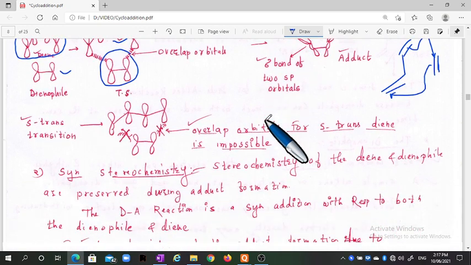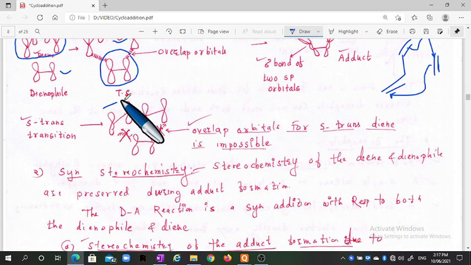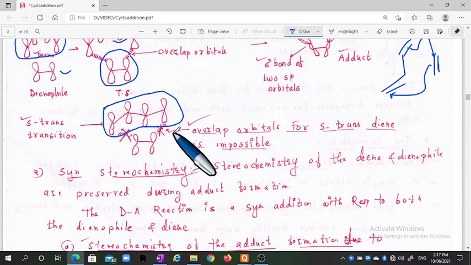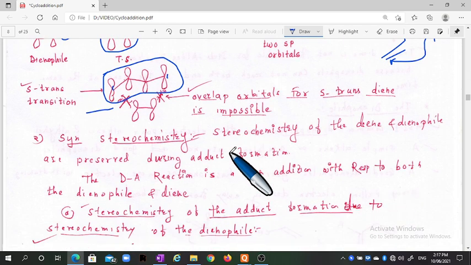But when this is our trans diene system, this is difficult. It is very difficult for the ethylene molecule or dienophile to reach this terminal carbon or this terminal carbon, and therefore a trans diene is not a favorable condition for the Diels-Alder reaction. Here we have shown the overlap of orbitals; for a trans diene it is impossible. Already we have seen it is an impossible thing.